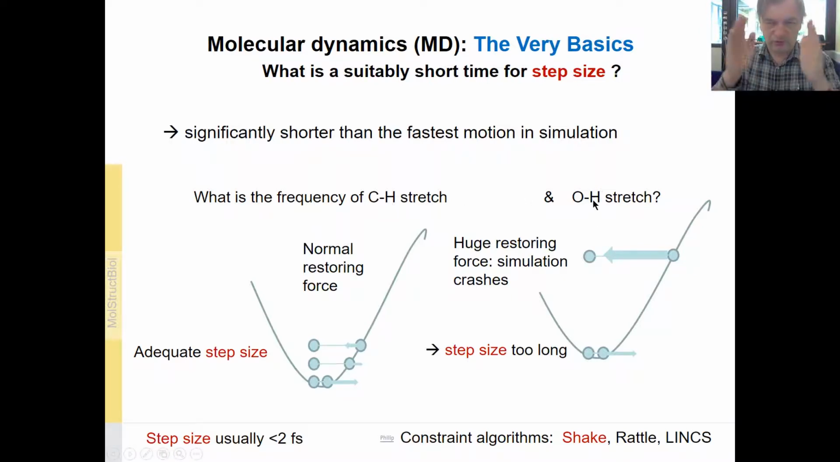Yes, stretching motion, this one. When you take the step size too long, like this one here, you put the system far off from its energy potential surface. Something happens, the system is in a non-defined state, it crashes immediately. The step size is too long. When the step size is adequate, you move around here and mostly stay on your energy potential surface. The simulation will stay stable. Or just imagine you have a too long step size.